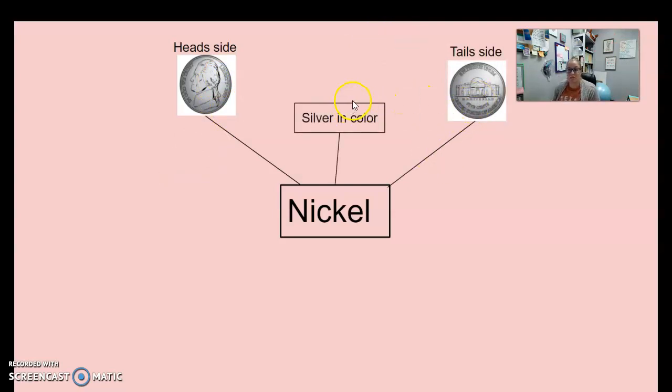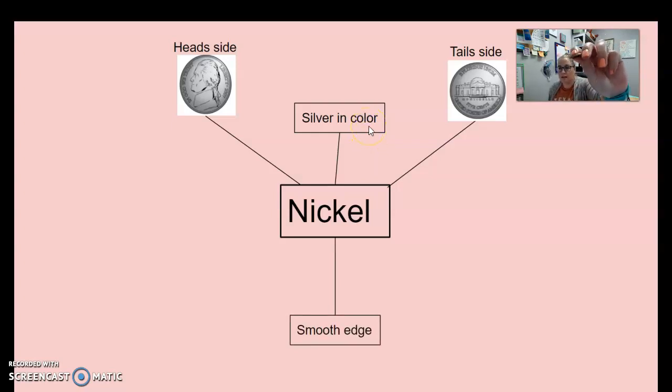It is silver in color. So yesterday it was copper in color with the penny. But today we're going to talk about the nickel, and it's silver in color. So it's a different color. It has a smooth edge. So whenever you're holding a nickel on the edge over here, it is very smooth. It's not bumpy or rough. It's smooth.